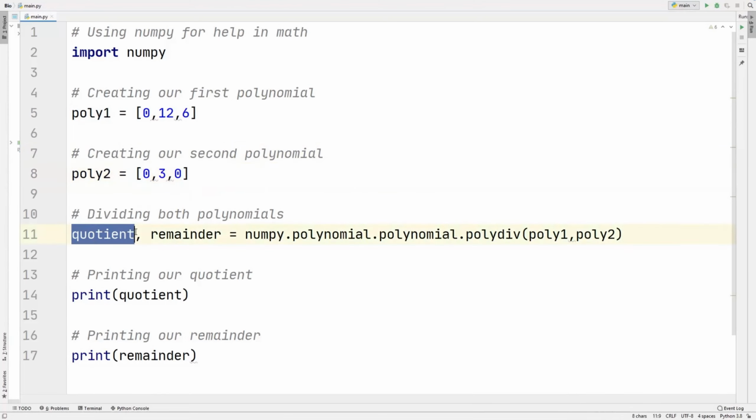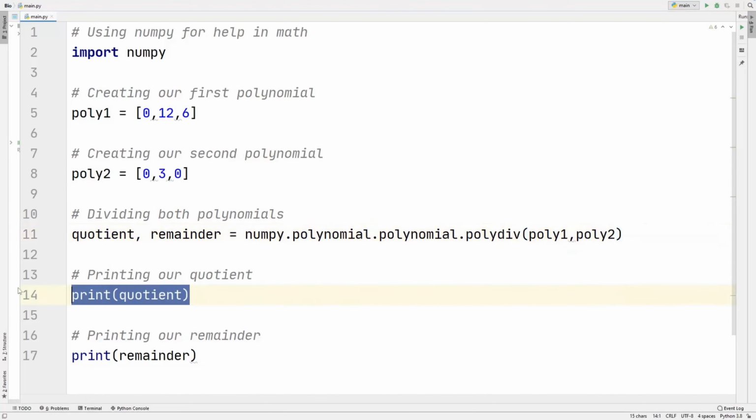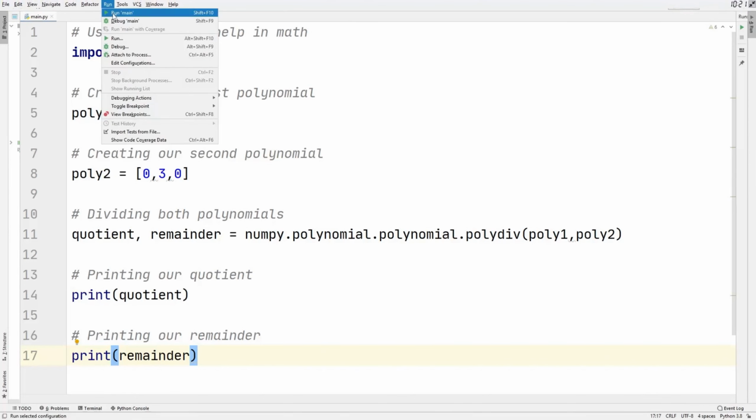Here we're going to make a quotient and a remainder, and set them equal to numpy.polynomial.polynomial.polydiv, dividing polynomial 1 by polynomial 2. Then we're going to print out our quotient and our remainder here. So this is the code for dividing our polynomials, and let's run this to see how it works.